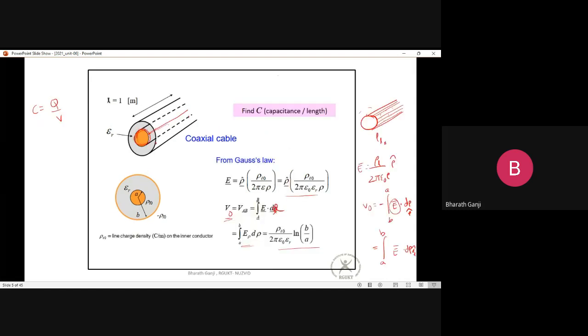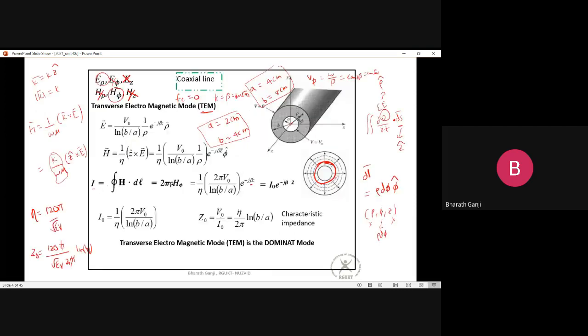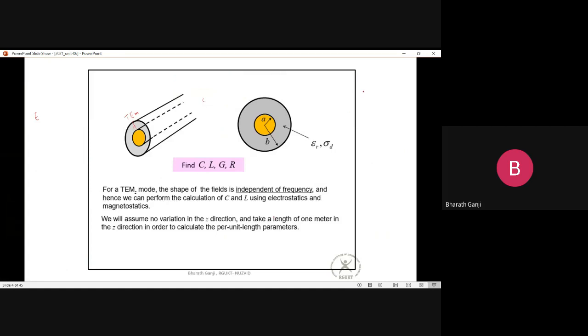The other way is, because we already had the expression for electric field from finding the potential function, we can also find the surface charge that is present on it. Then you can find the total charge present on the surface. If you remember previously, I had the expression for electric field like this: V naught divided by ln of B by A times 1 by rho. For this expression, if this is your electric field, calculate the displacement vector D equal to epsilon times E, and this is your normal component. From this normal component, you can find the surface charge distribution.